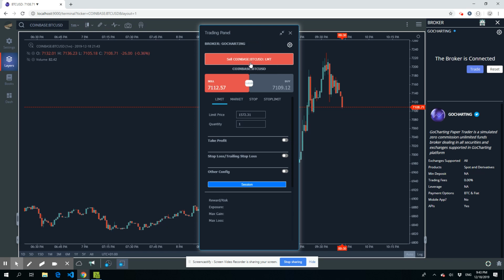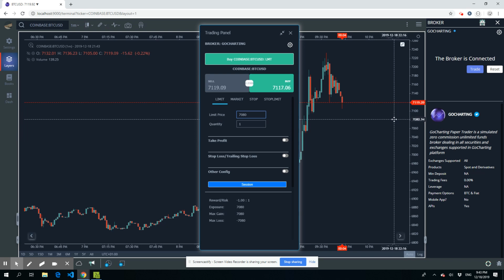Now within the trading panel, you have a couple of pieces here. So you have the buy and the sell. These prices that you see are the bid and the ask. So let me try and see if I can buy something, right? The GoCharting paper trader gives you four types of order types to choose from. You have the limit order, where you got the limit price and you can put whatever price you want. Say, I want to start buying at 7080, probably somewhere in here, right? And I want to buy 10 BTC, I'm a rich man.